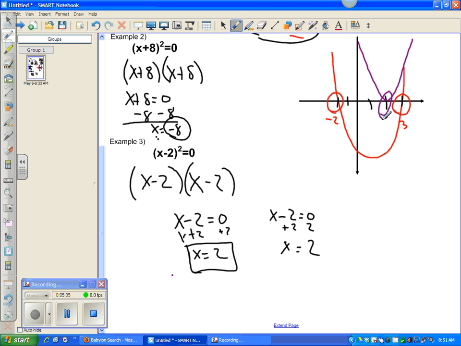So for this unit, all you really have to know is that you're setting the two factors to 0, and then you individually determine what x is equal to.